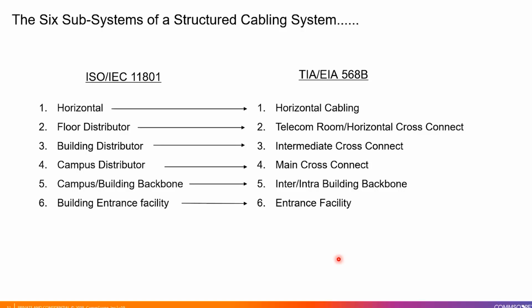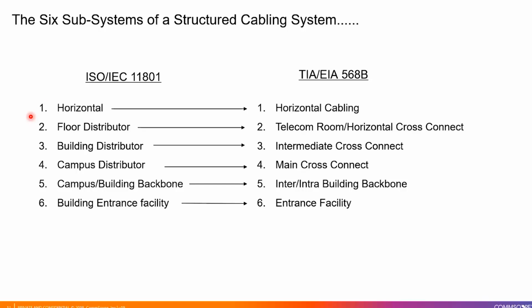There are 2 different sets of names given, one is the ISO IEC standard and the other one is the TIA standard. Whatever name is mentioned, for example, floor distributor, number 2. As per the ISO standard, they call it a floor distributor, whereas in TIA, they call it a telecommunication room or horizontal cross connect. See, these are the standard defined names. So whenever you work on a bill of material or talk to the customer, you can start using these names. For easy understanding, we take the ISO names.